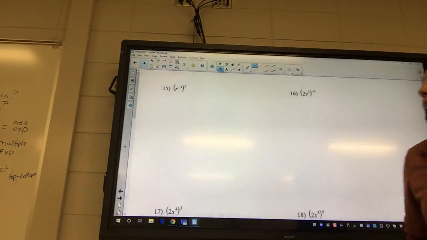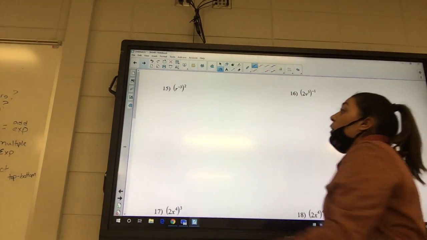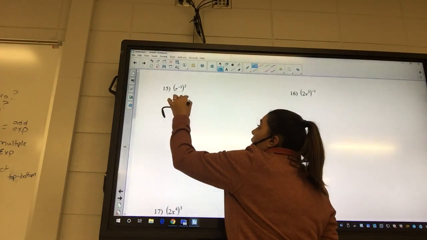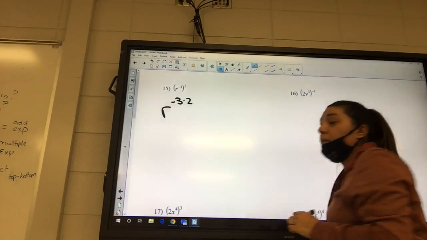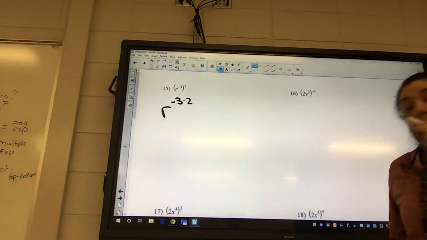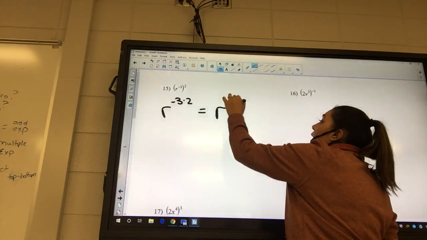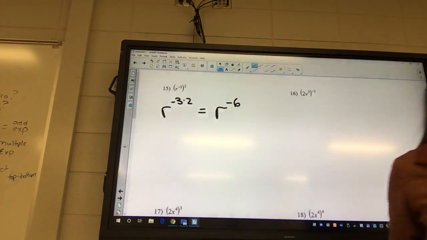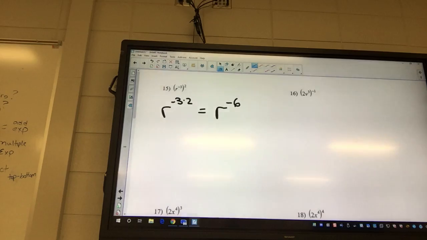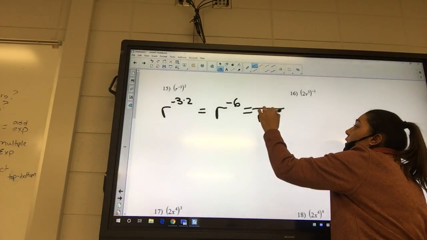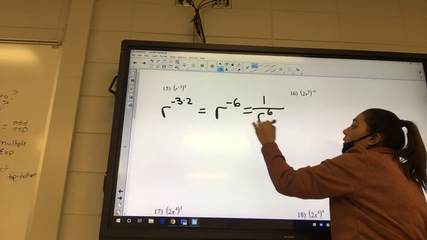Okay, 15. We multiply the little ones together, so you're going to have r to the negative 3 times 2. So you're going to have r to the negative 6. Do we have any zeros? No, but we got negatives. Okay, where do negatives go? The bottom. So you're going to have r to the 6th and a 1.